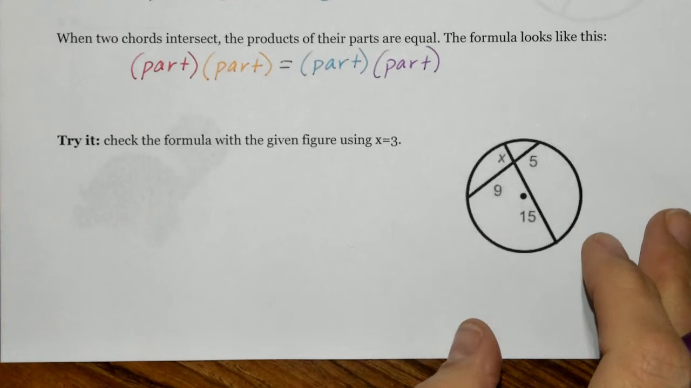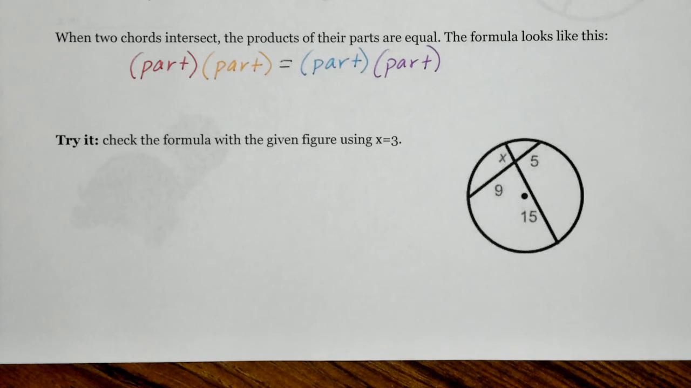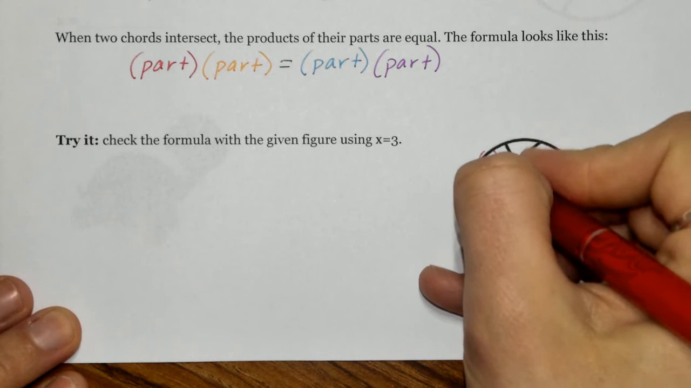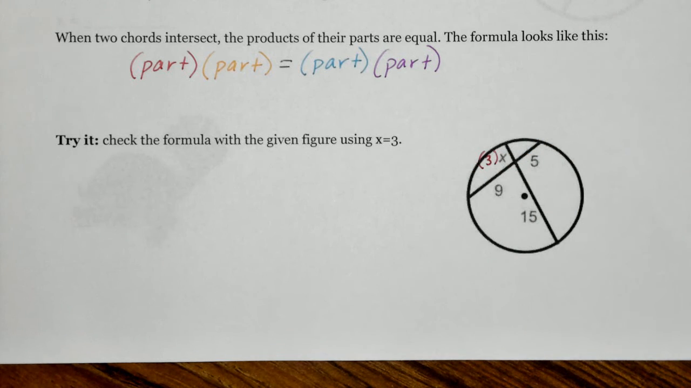So using this formula, we'll go ahead and take a look at this, and we're going to check the formula and check to see if x is 3. Let's prove this. So what we're going to do is plug in 3 for x, and we're just going to multiply part times part and the other part times part. We're going to see if they come out to be the same thing.